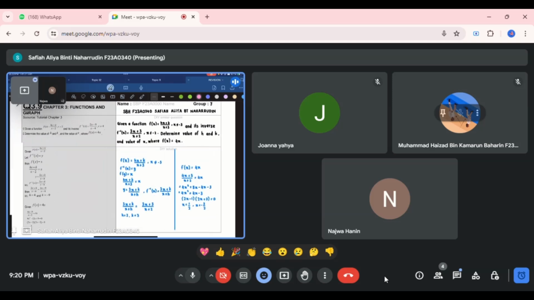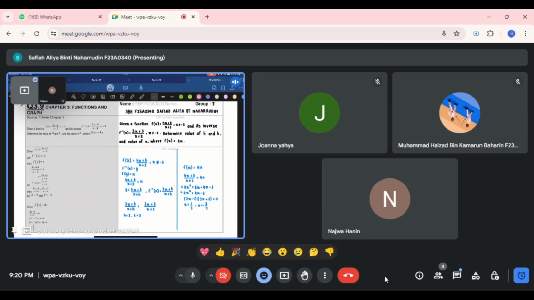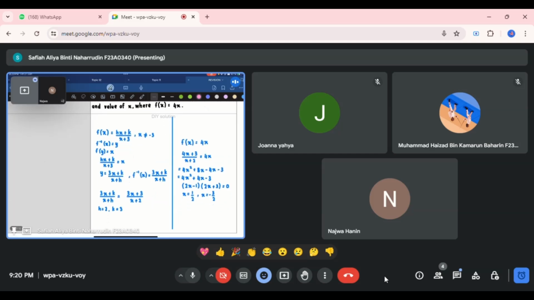F23A0340. So my question is, given a function f(x) equals to (hx plus k) over (x plus 3), x is not equals to negative 3, and its inverse equals to (3x plus 3) over (x plus 2), so x is not equals to negative 2. Determine value of h and k and value of x, where f(x) equals to 4x. So f(x) equals to (hx plus k) over (x plus 3). So inverse f(x) is equals to y. So f(y) is x. So (hx plus k) over (x plus 3) is x.